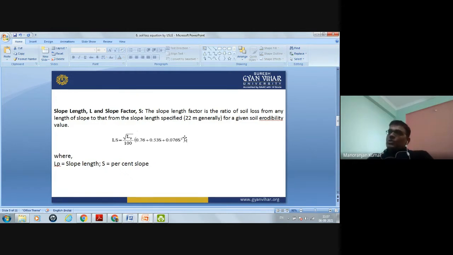So next is the slope length and slope factor. The slope length factor is the ratio of soil loss from any length of slope to that from the slope length specified for a given soil erodibility value.